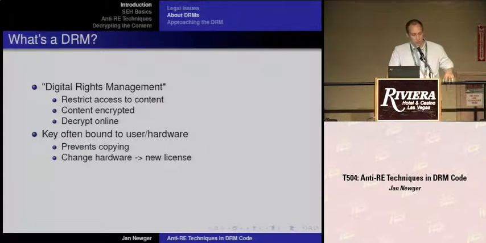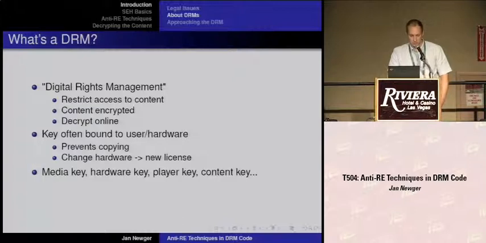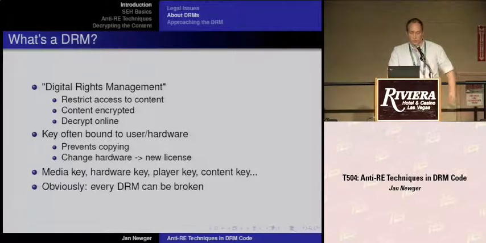The key is often bound to the user or hardware in order to prevent copying of content between different users. So whenever you change your hardware, it's very likely that you need to acquire a new license. Depending on the implementation, there might be various types of keys, such as media keys, hardware keys, player keys, and so on. And as a pretty obvious side note, every mainly software-driven DRM can be broken.